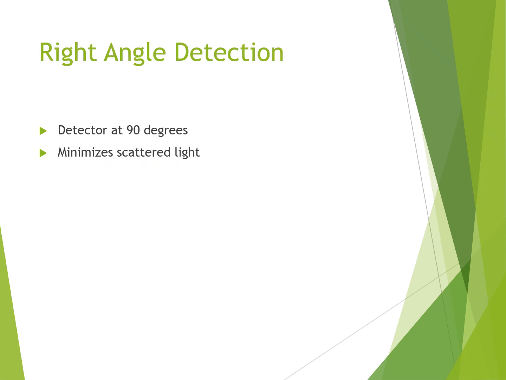What is right angle detection? The detector is placed at 90 degrees to the excitation beam. It is very important to place it at 90 degrees, as it minimizes the scattered effect. So only the emitted light is measured and scattered light is omitted.